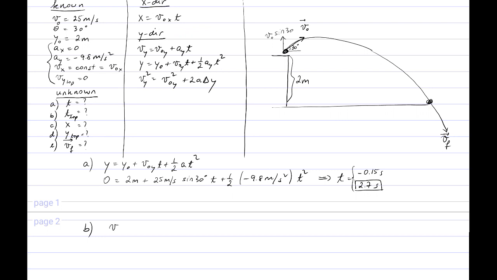So Vy equals V0y plus AYT, and I'm going to make a note here that Vy is the velocity at the top. So that is 0. And then this is equal to V0y, which is 25 meters per second times sine 30 plus negative 9.8 meters per second squared times time. I solve for the time and get 1.28 seconds. So this is the time it takes to go to the top of the trajectory.